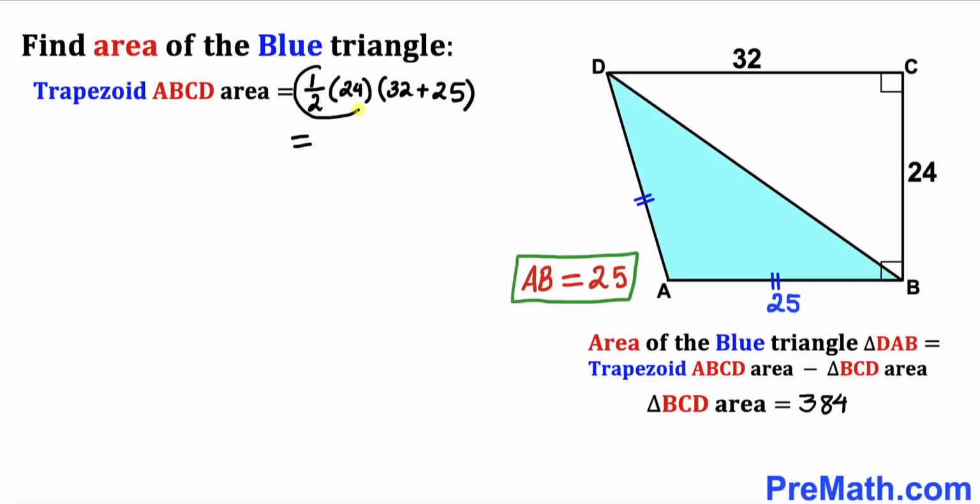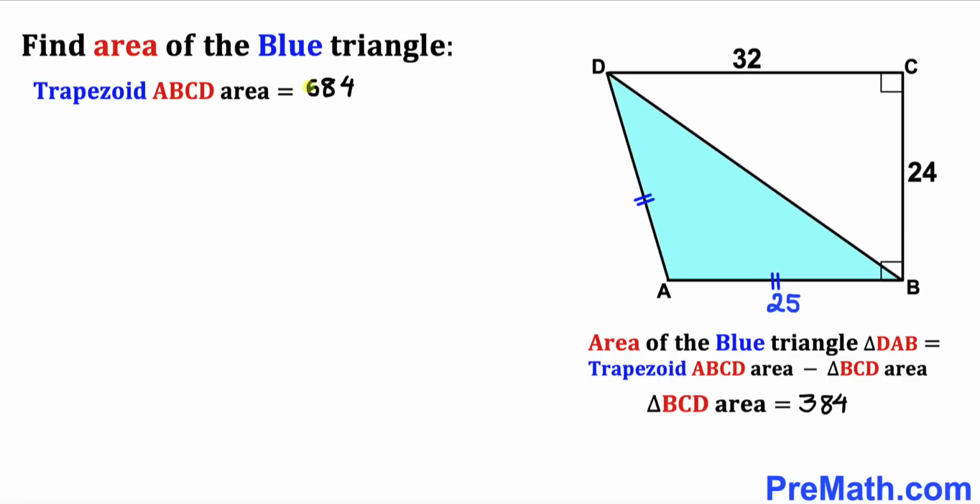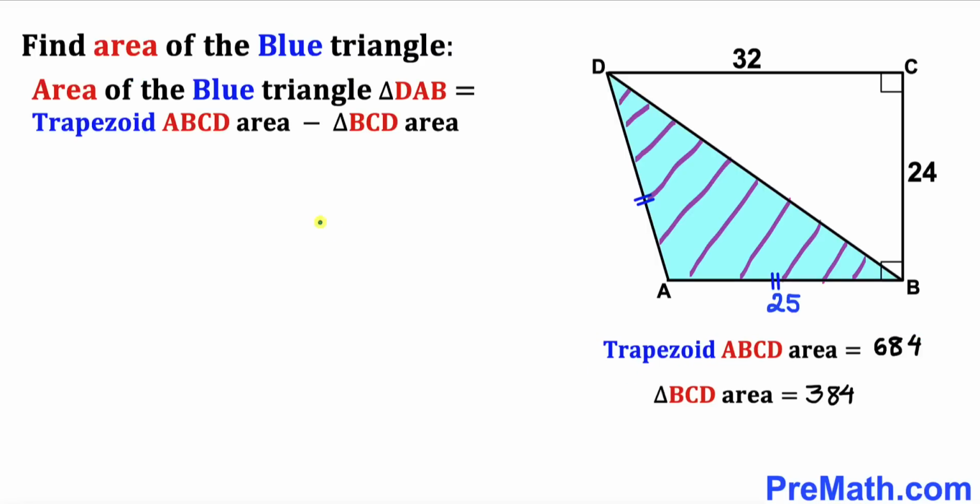Let's go ahead and simplify everything on the right hand side. 1 over 2 times 24 is going to give us 12, and this 32 plus 25 is going to give us 57. And if we multiply this thing, that is going to give us 684 square units. So thus the area of this trapezoid ABCD turns out to be 684 square units. And here's our final step.